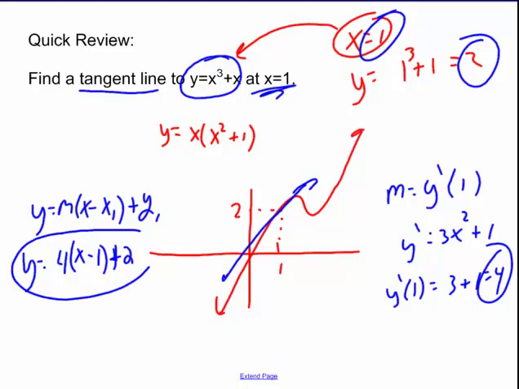So that's pretty simple. And really the tangent plane is exactly the same thing. We're going to find the partial derivative in the x, the partial derivative in the y, and get an equation for a plane.